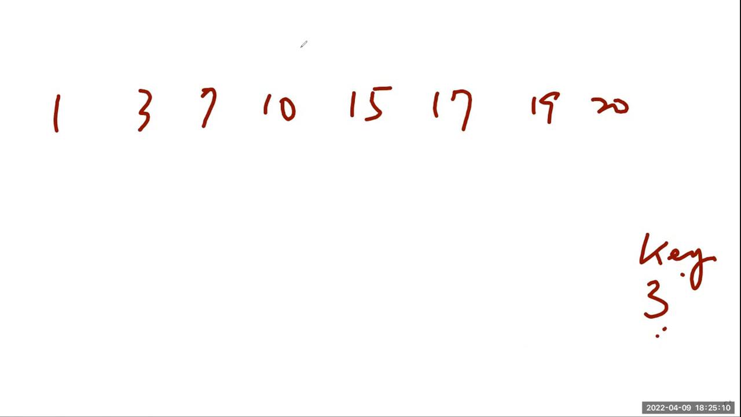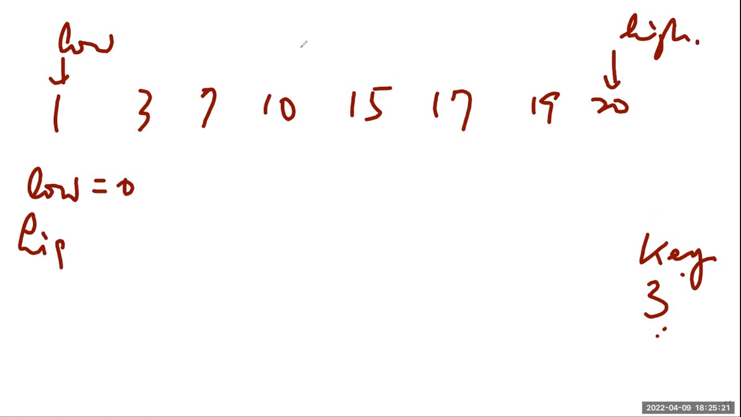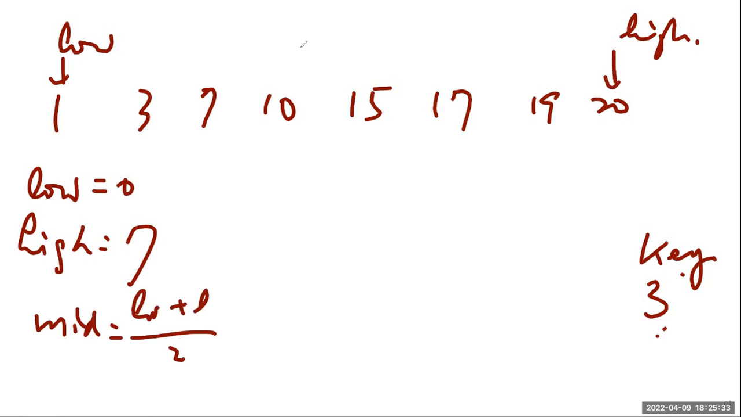So the first thing is that our low is set to the index of the smallest one, so low is initially set to 0. High is set to the last element, so high is over here. High actually is 7. Then you calculate the middle value. Middle value is half of low plus high, so it's 0 plus 7 divided by 2. It actually is 3. So the first one we check would be the middle here.